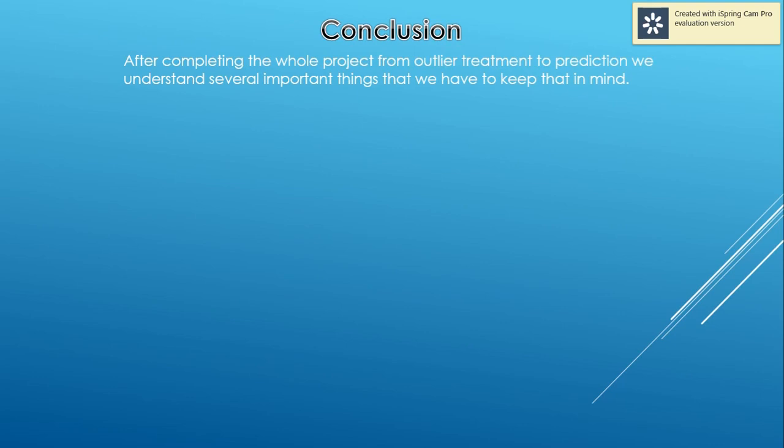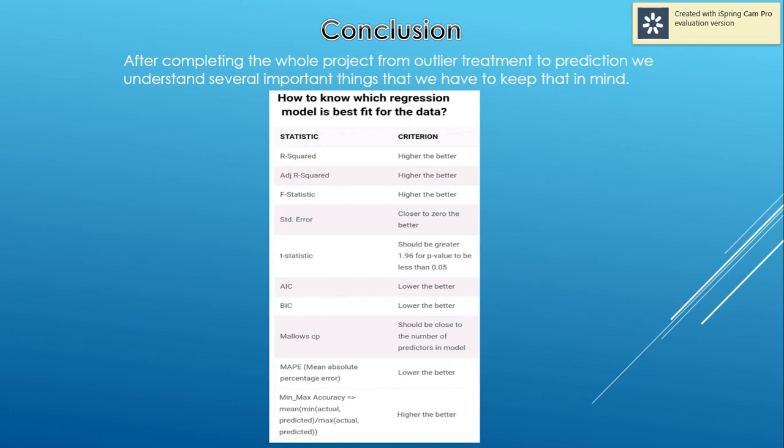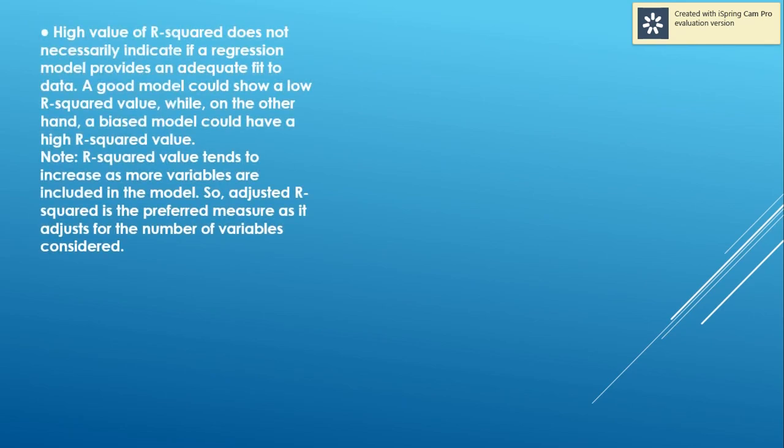After completing the whole project from initial outlier treatment to prediction, we understand several important things that we have to keep in mind. Those are: R squared, the higher the better; adjusted R squared, the higher the better; F-statistic, the higher the better, and so on. We can see that clearly. We have also come across some important points.